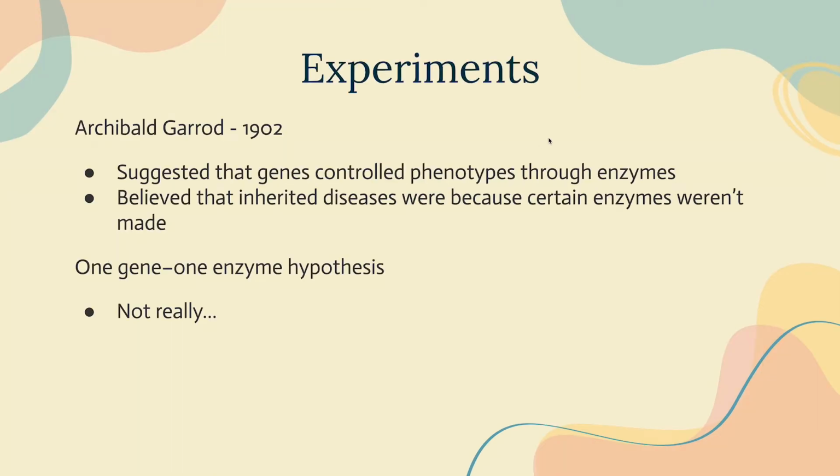So first we're going to start off with some experiments because like always, people didn't know that much about the nature of biology until they started experimenting. So someone named Archibald Garrod in 1902 suggested that genes were the things that controlled the phenotypes, and they did that through enzymes. And he believed that inherited diseases happened because there were certain enzymes that weren't being made. So he was really the person that brought up an idea that's somewhat similar to what we know about gene expression right now.